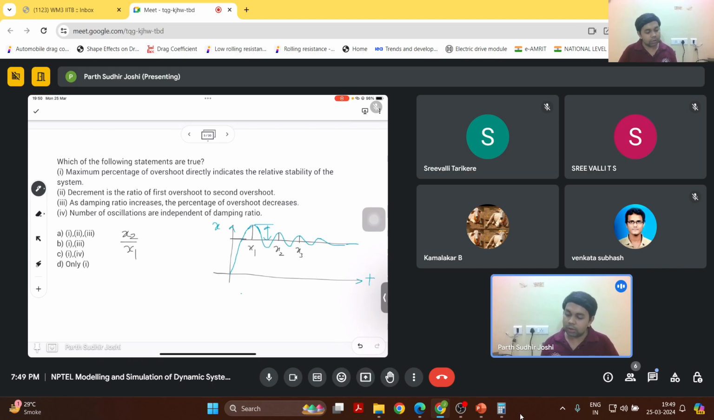The number of oscillations are independent of damping ratio. That is not true, because the number of oscillations that the system makes before coming close to the steady state depends on the settling time, and the settling time is dependent on the damping ratio. So indirectly the number of oscillations are dependent on the damping ratio, not independent. So it's basically option B.